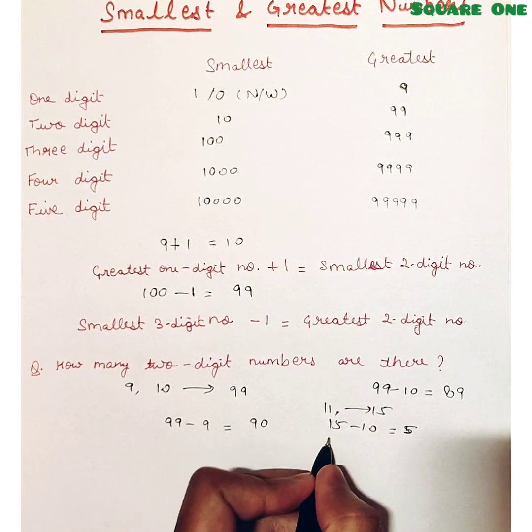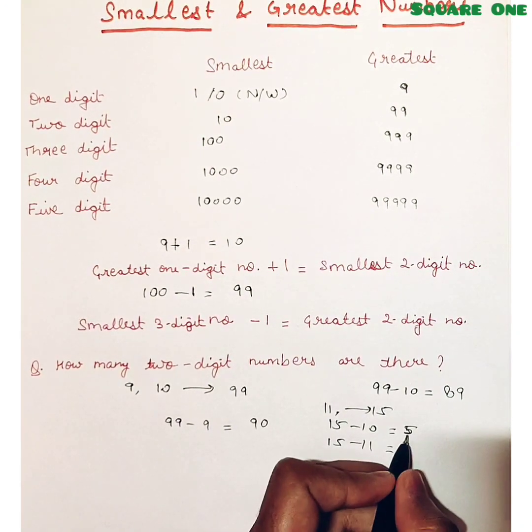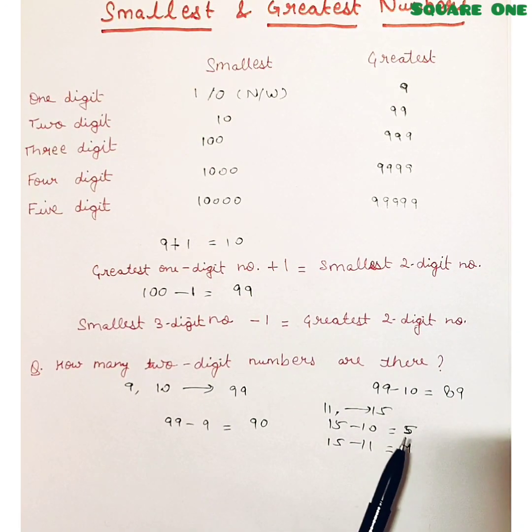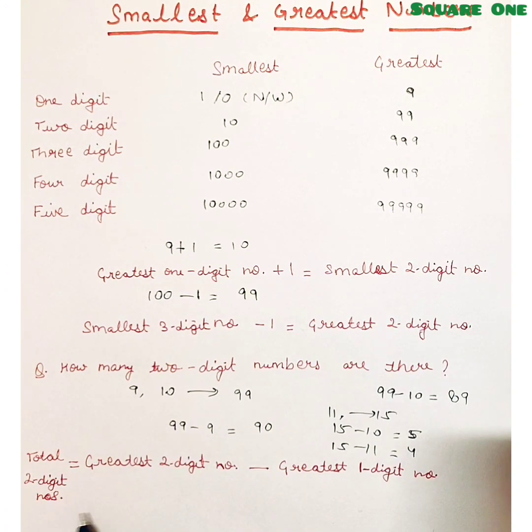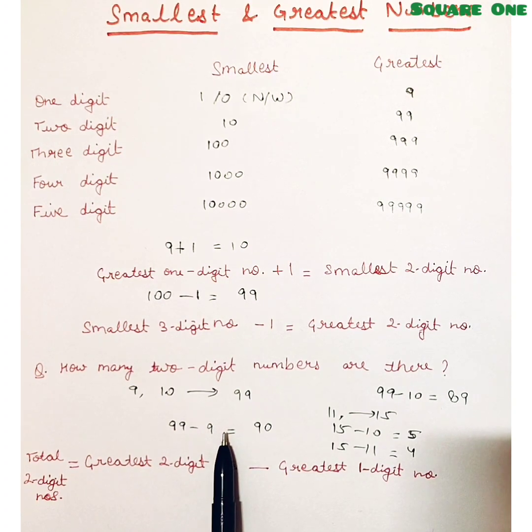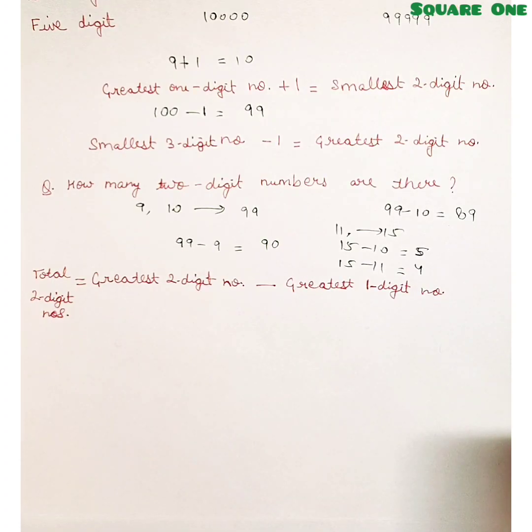If I had subtracted 11 from 15, I would have got the answer as 4, and 11 would not have been included in the answer. So in order to get the total 2-digit numbers, what I have done is subtract 9 from 99. Now 99 is the greatest 2-digit number and 9 is the greatest 1-digit number. So to find the total 2-digit numbers, I have subtracted the greatest 1-digit number from the greatest 2-digit number and I got the answer as 90. So this is the solution.